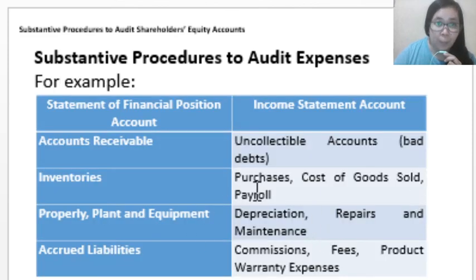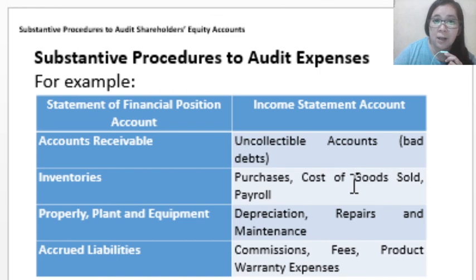So this is the example of what we are talking about, where the auditor audits an asset or liability account and then simultaneously audits the expense account. For example, the auditor will audit the accounts receivable. In this case, simultaneously he will verify any uncollectible accounts which is considered to be bad debts or should be written off from the AR. Another is if the auditor audits inventories, he can simultaneously audit also the purchases, cost of goods sold, and payroll.